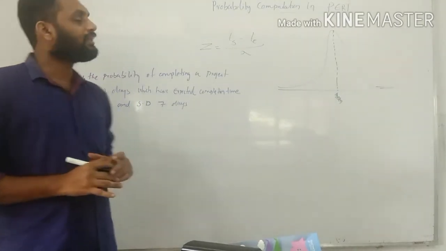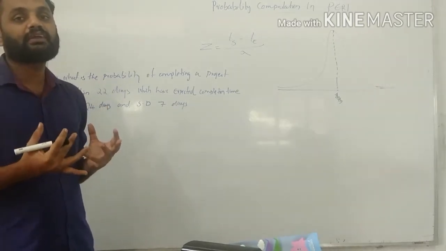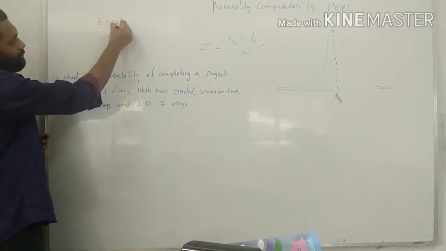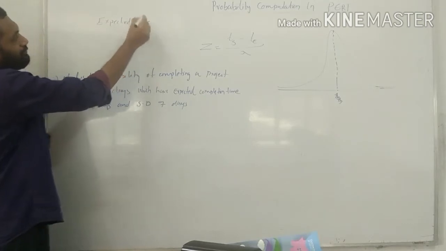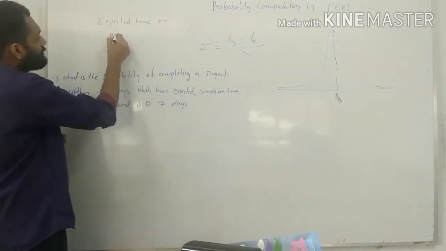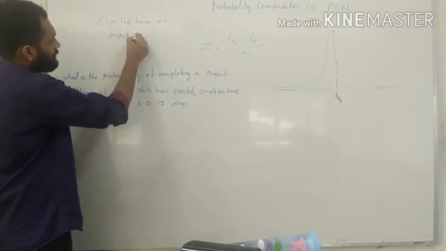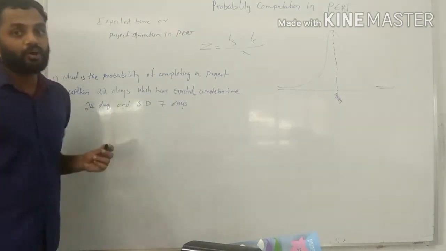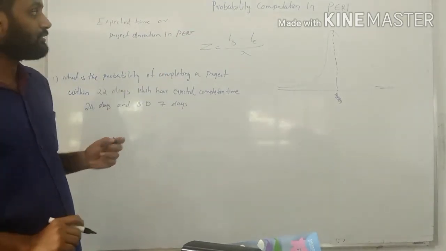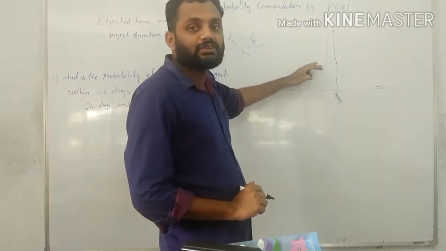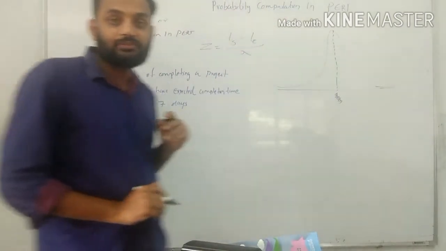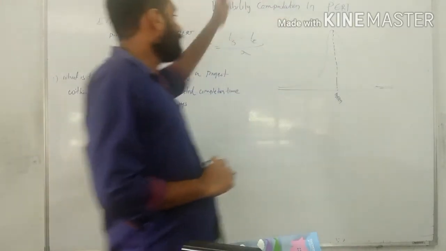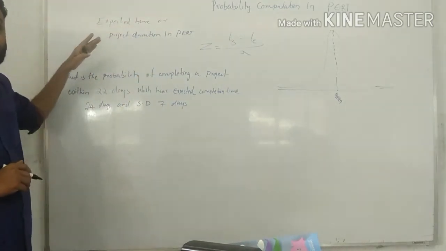We know in PERT, we are computing the expected time for completing the project. That expected time, or project duration in PERT, is normally distributed. So we can use the normal distribution curve to find the probability. In PERT, we can use the normal distribution curve. Why? Because the expected time is normally distributed.